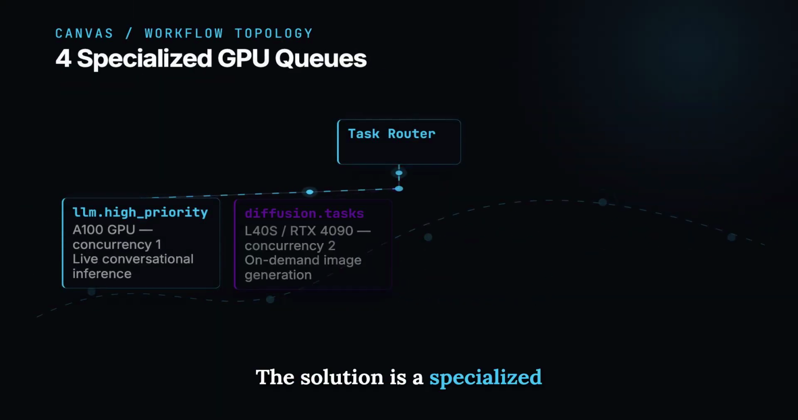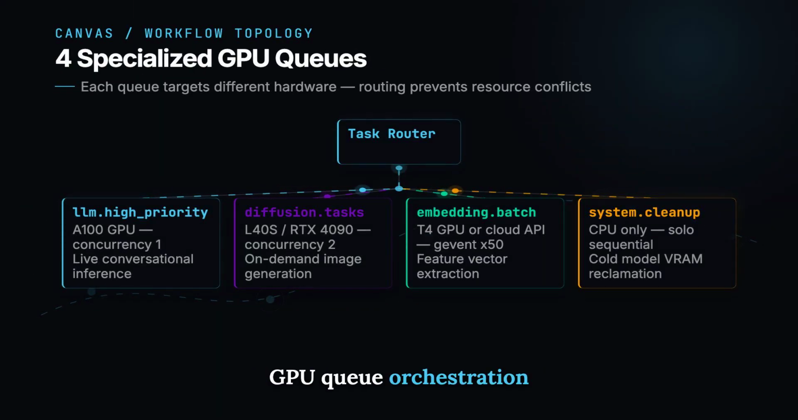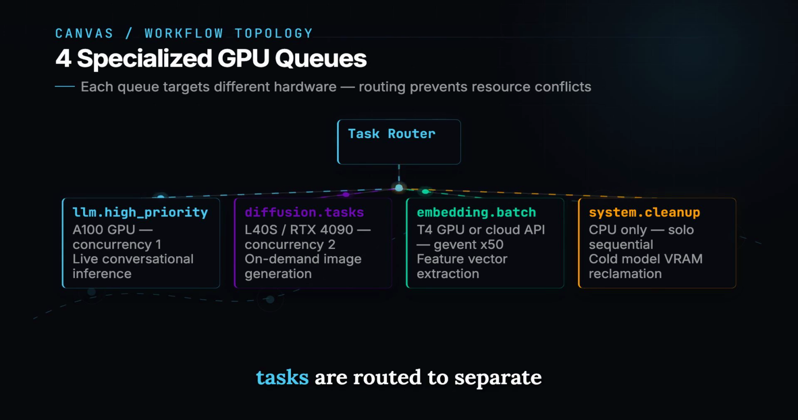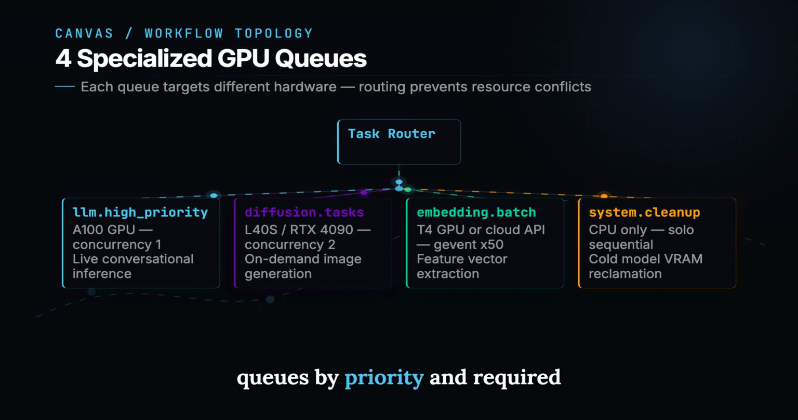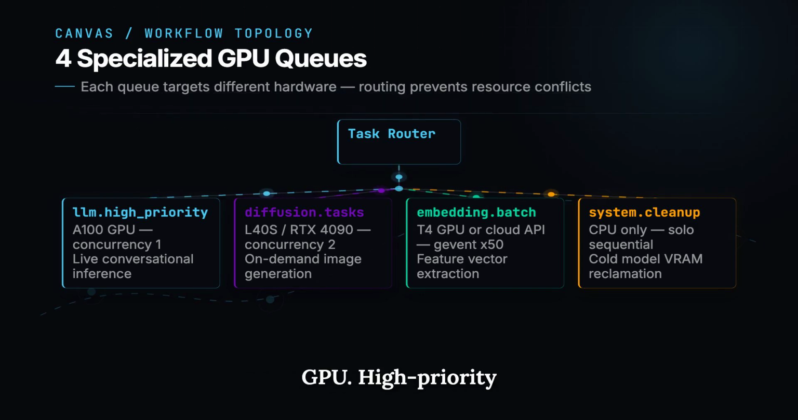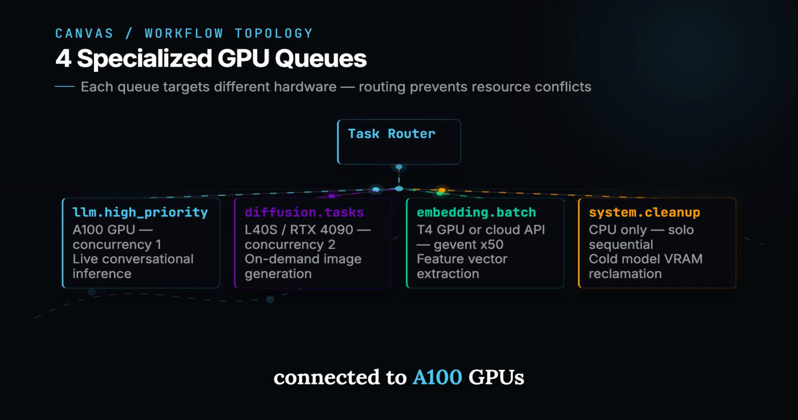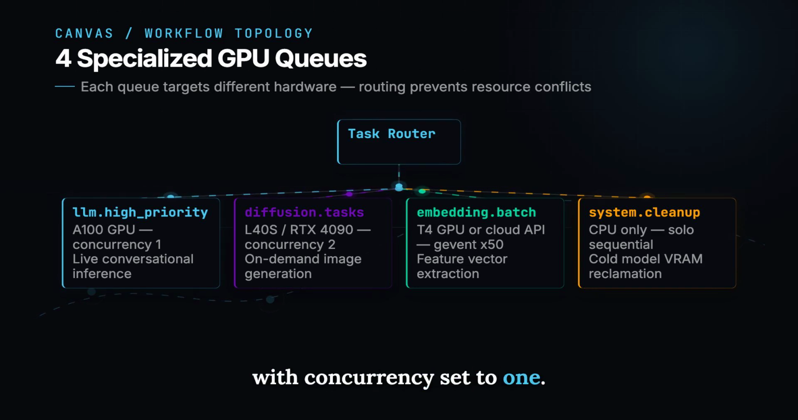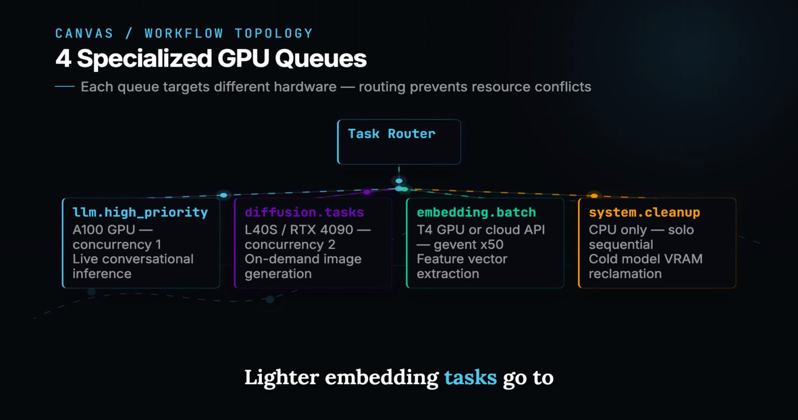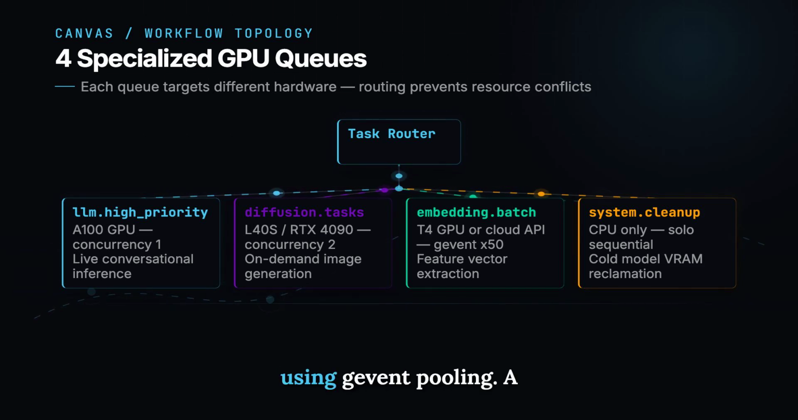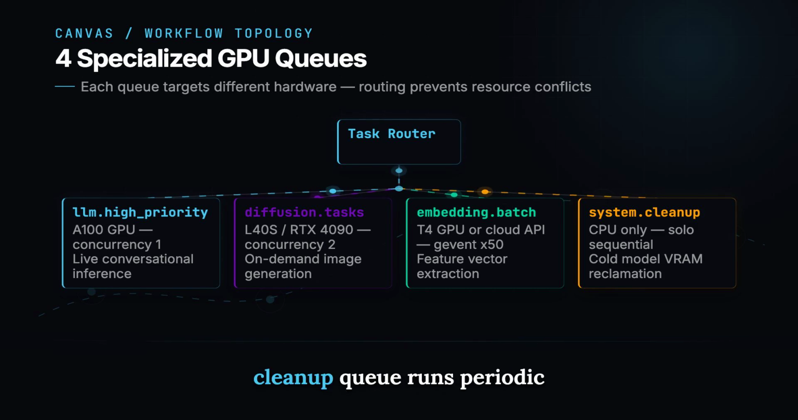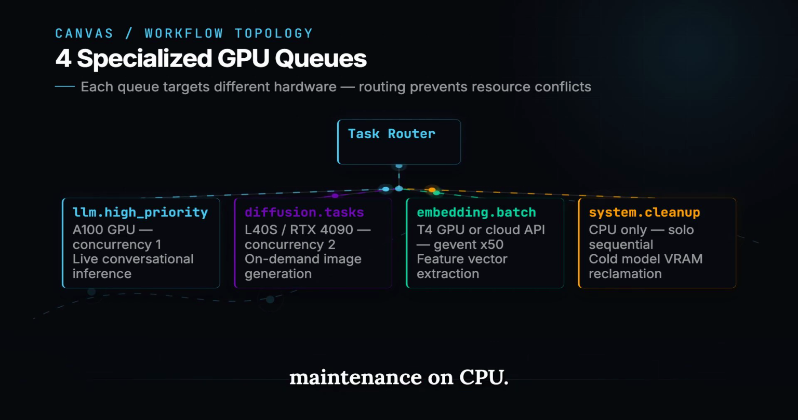The solution is a specialized GPU queue orchestration model. AI tasks are routed to separate queues by priority and required GPU. High-priority LLM inference runs on workers connected to A100 GPUs with concurrency set to 1. Lighter embedding tasks go to cheaper T4 GPUs using gevent pooling. A cleanup queue runs periodic maintenance on CPU.